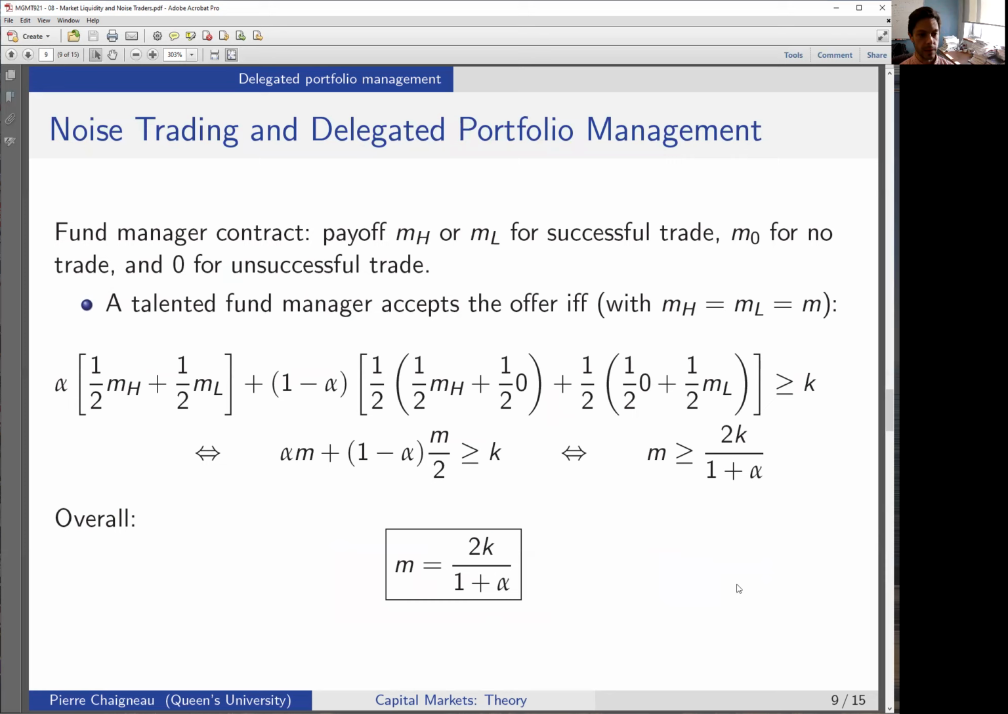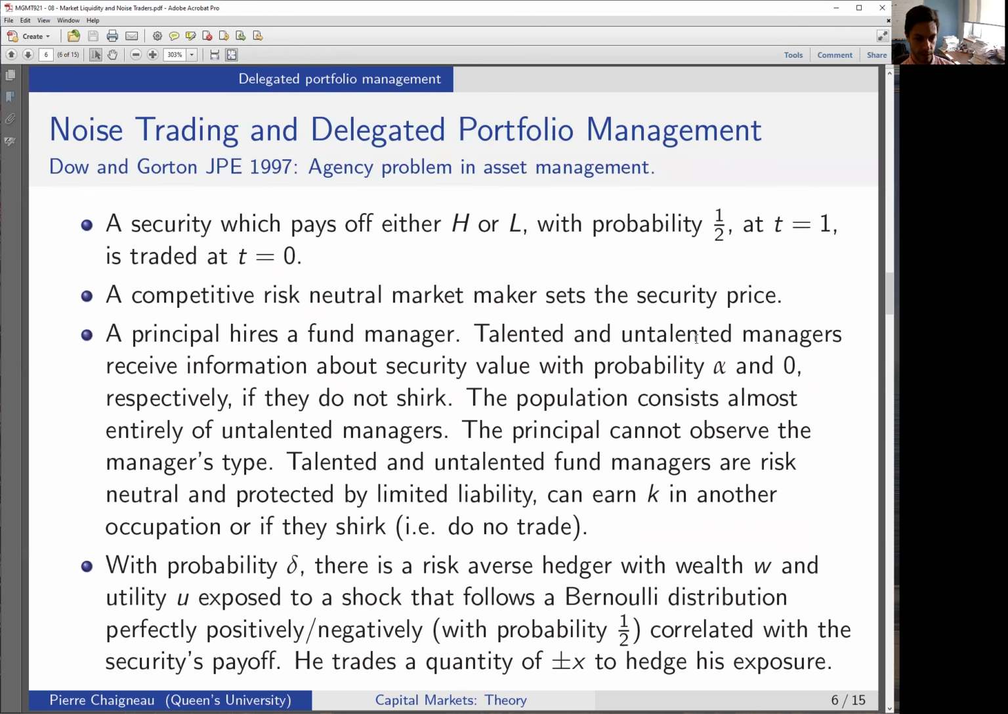So now let's take the perspective of a talented fund manager. The contract is still the same, with rewards for successful trade, a payment M0. Now we know that M0 must be equal to 0 for no trade, and also 0 for an unsuccessful trade. And also, as you can see, we can set the rewards for successful trade at the same level, and we're going to call that M. Okay, so a talented fund manager is going to be informed with probability alpha if he is indeed trading.